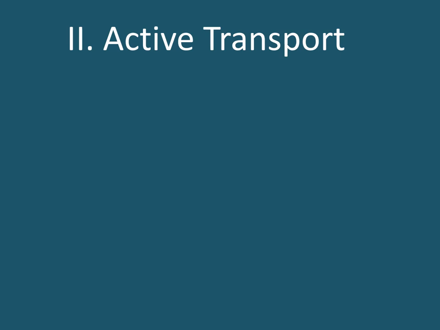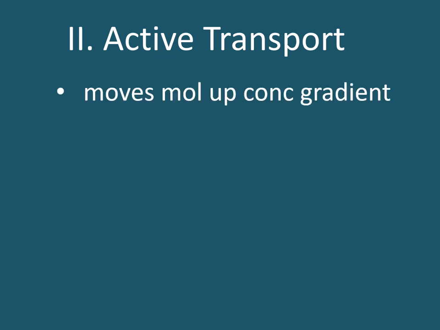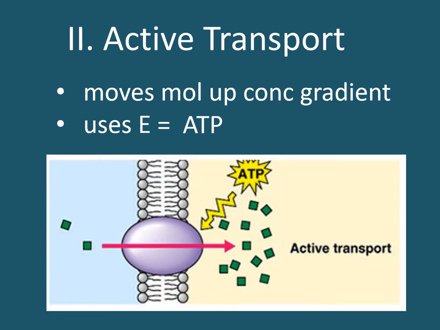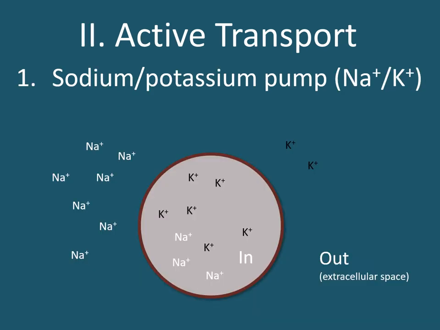In active transport, we say the molecules are traveling up the concentration gradient, in other words, against the flow of diffusion. Active transport requires the expenditure of energy in the form of ATP. In the diagram below, you can see molecules represented by the green squares are moving against diffusion through a protein pump. You can also see ATP is being used. The type of active transport that you need to know is the sodium-potassium pump.